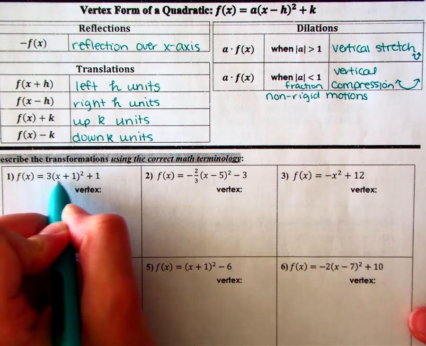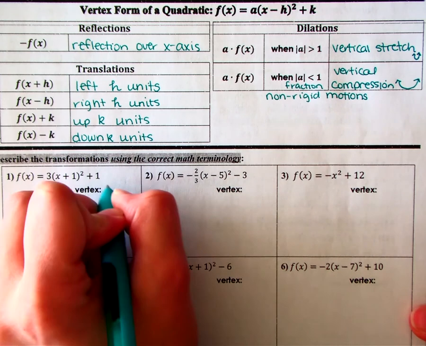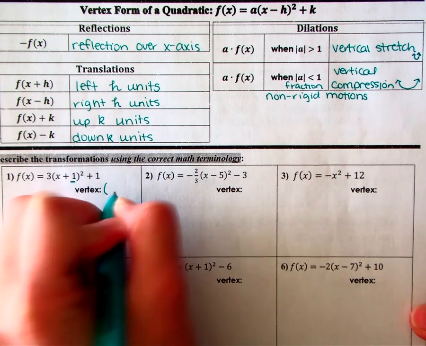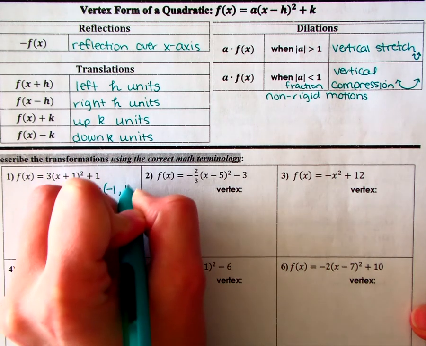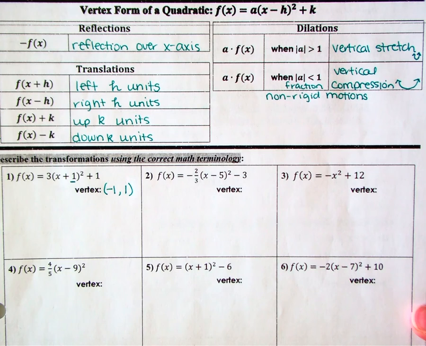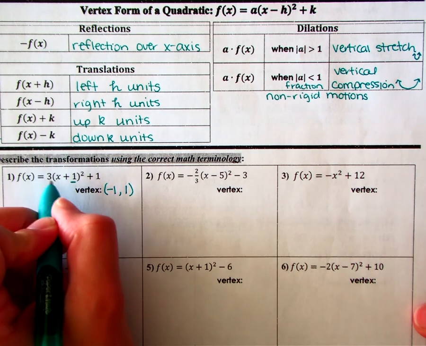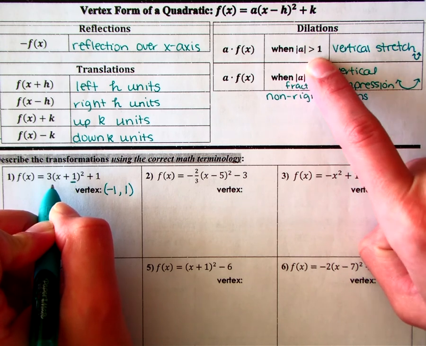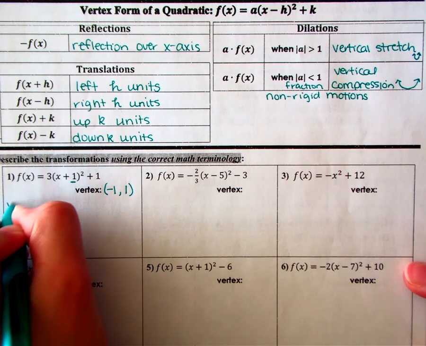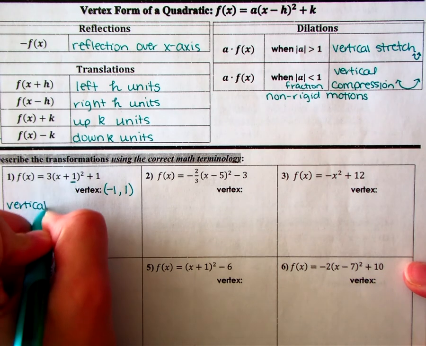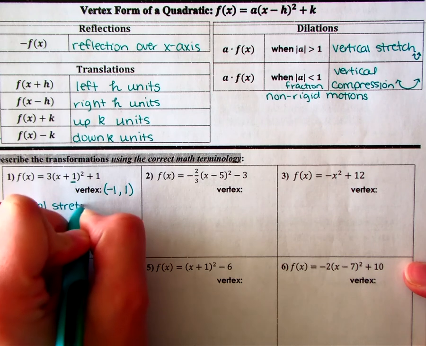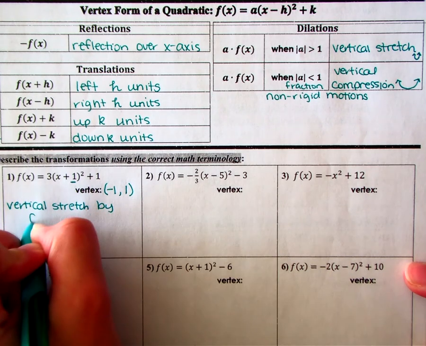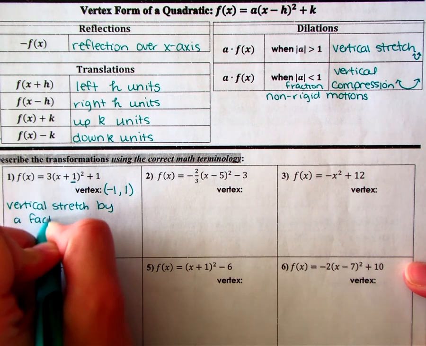So we've got 3 times (x plus 1) squared plus 1. My vertex is the opposite of what's inside the parentheses, negative 1. Outside the parentheses stays the same. This 3 in front is my a value, so that means we've got a dilation occurring. Since it is a whole number greater than 1, we've got a vertical stretch by a factor of 3.